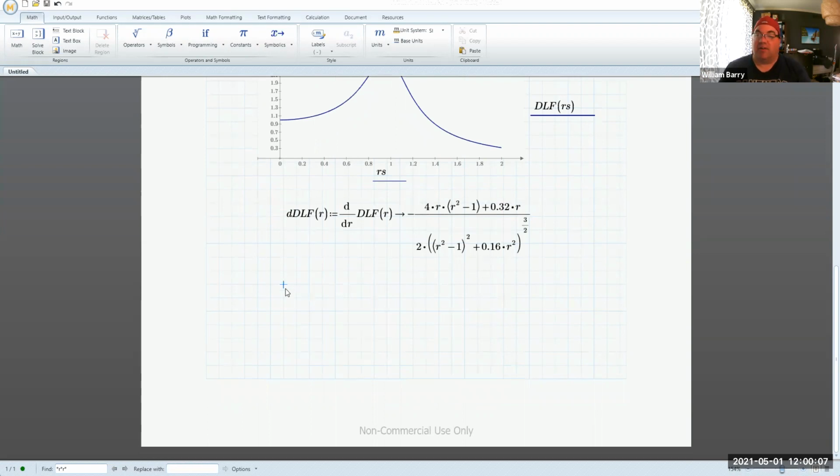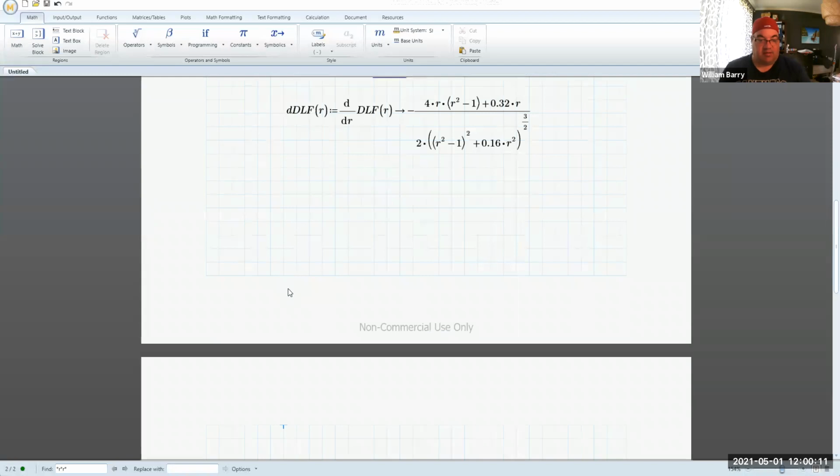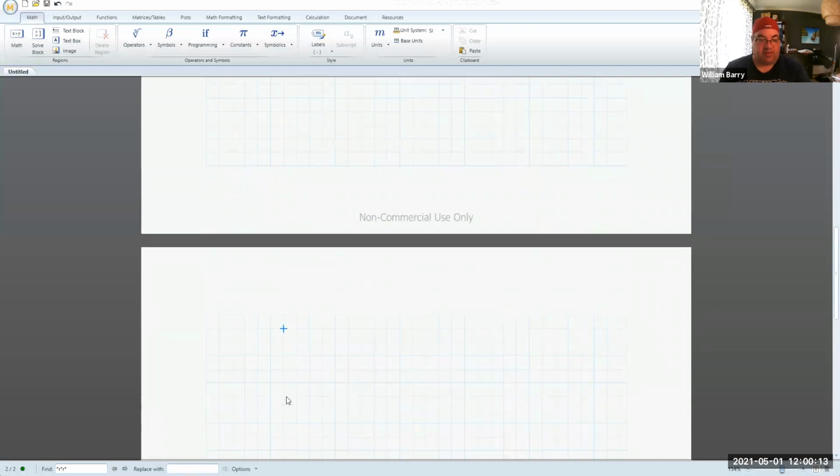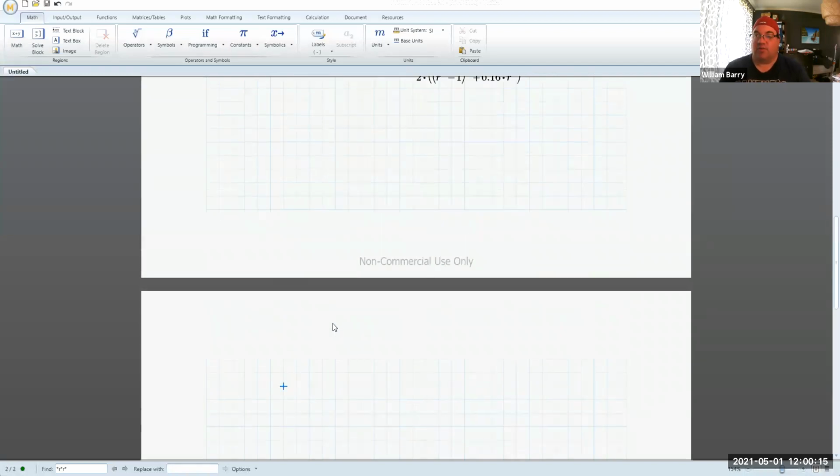Oh, never mind that siren, that goes off every noon here in the town that I live in, so they're just testing our tornado sirens.